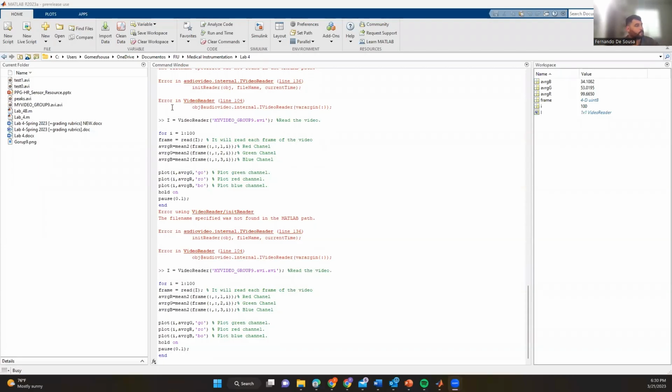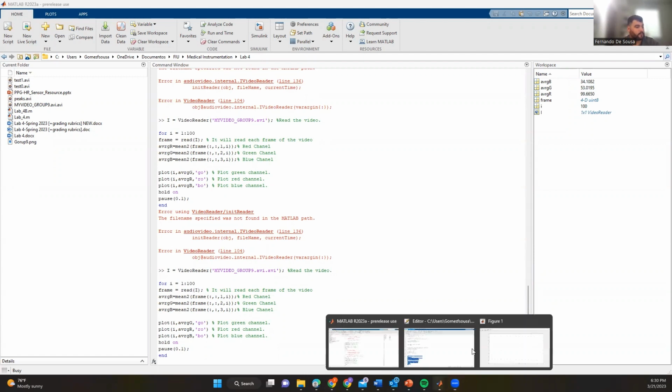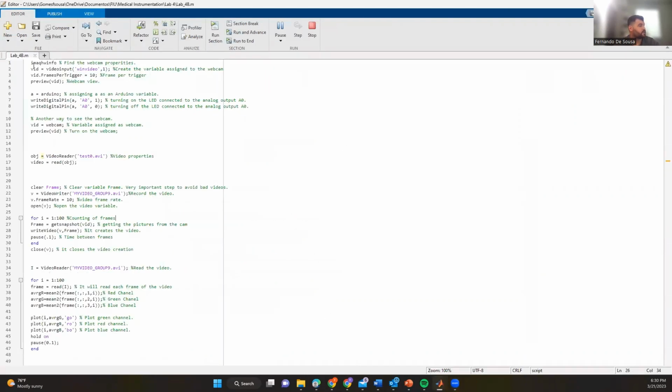Hello, this is the lab 4 code. So the first part is where we define the computer webcam. The second part is where we turn on the LED with the Arduino, and this is the code to turn off the Arduino as well. This is the video properties, so we can show all the properties of the videos, how many frames, how many seconds, with this code here.